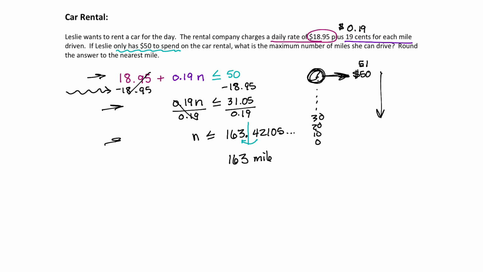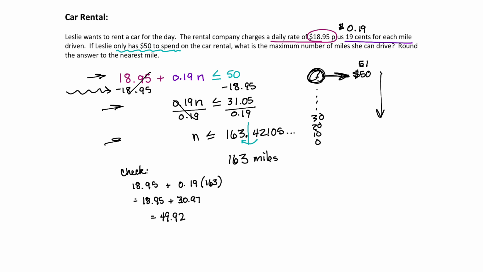Miles driven. So Leslie can drive 163 miles at 19 cents a mile, and it'll still be under $50. Okay, so let's check it just so I can show you. 163, put it in here for n, and this is what we get. Once you do the computation, that's what you get.